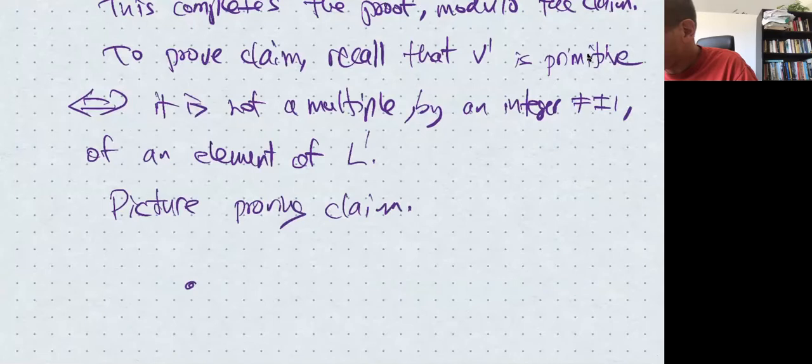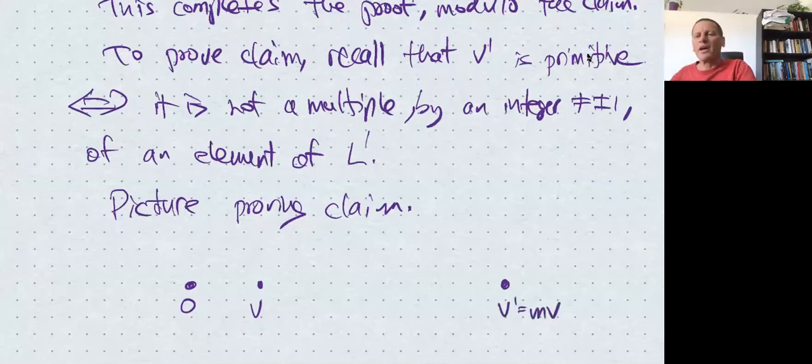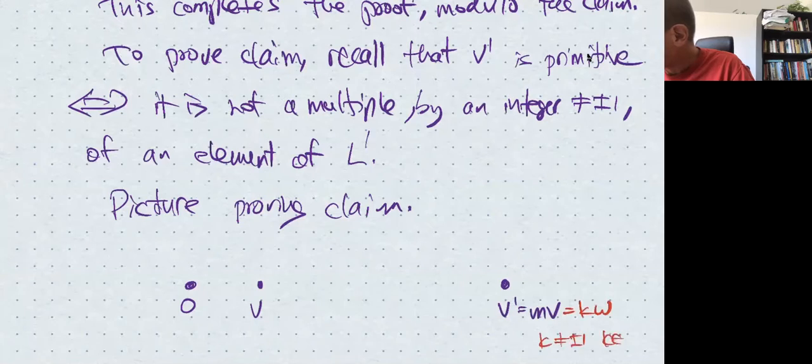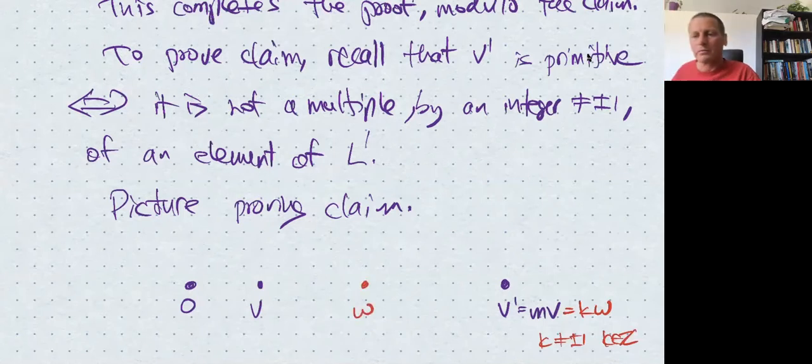Here is 0. Here is V. Here, say, is V prime, which is M times V. And suppose by contradiction that NV is K times W, where K is an integer not equal to plus or minus 1. So maybe here there's a W.